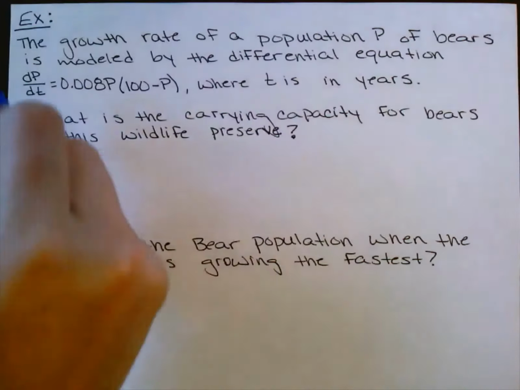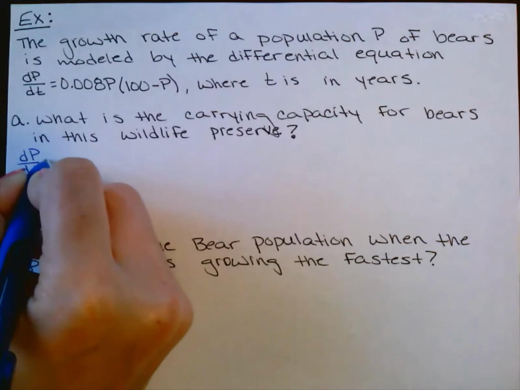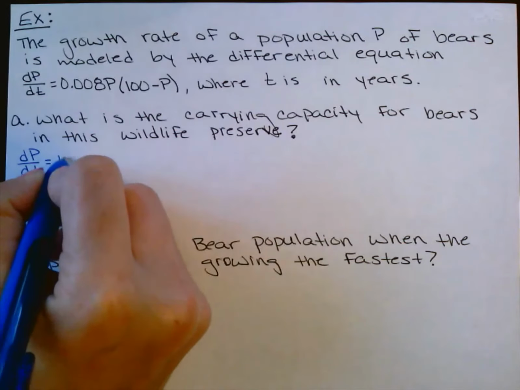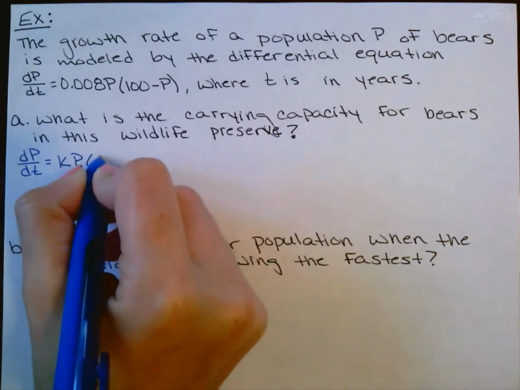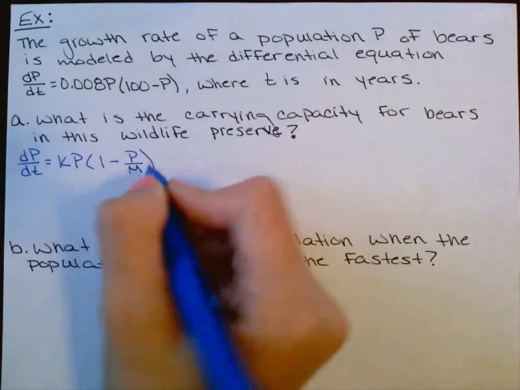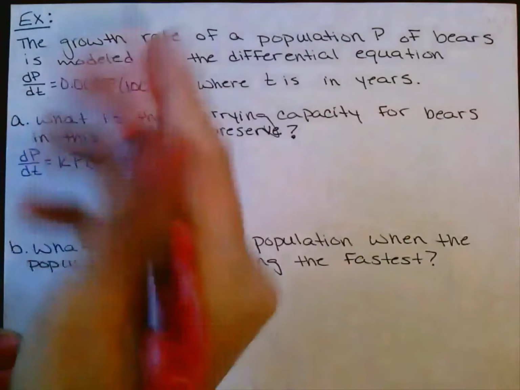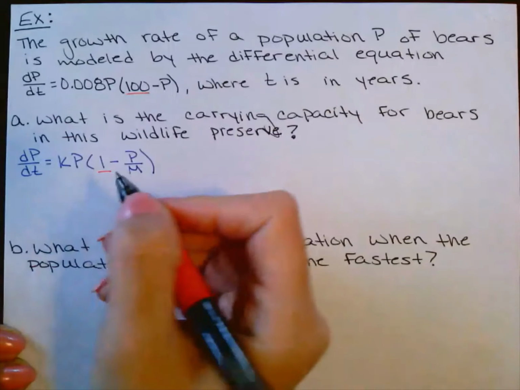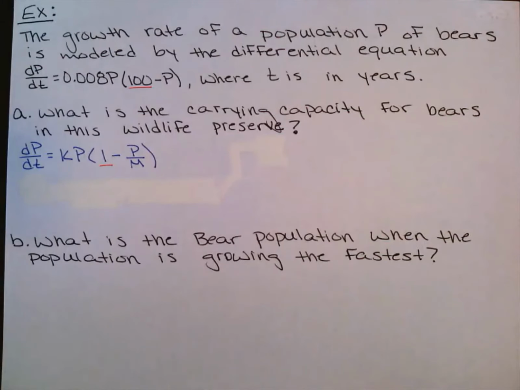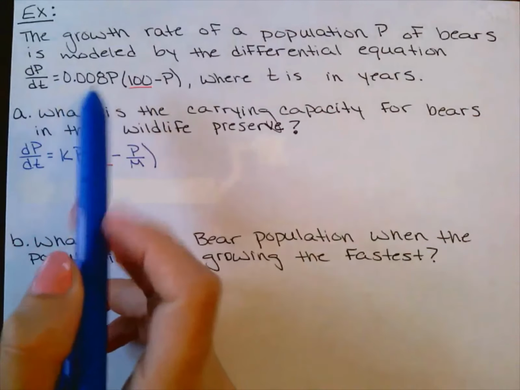So for starters, let's remember that my dP/dt, my population equation, should read kP times 1 minus P over M. So the first goal that I have here is trying to get this equation that they gave me to look like this one. Your easiest way to do that is to get this 100 to read a 1. That's your goal.